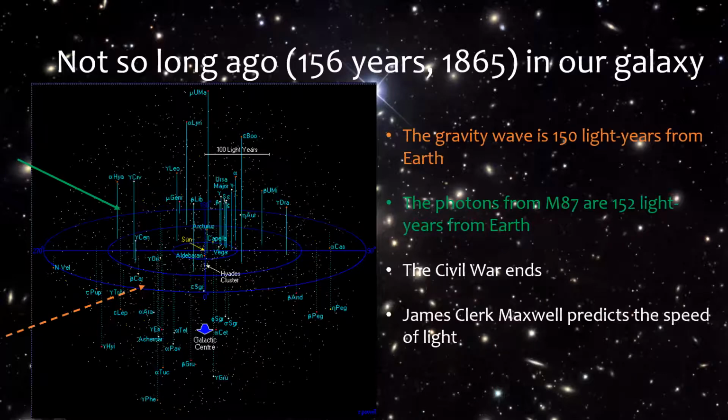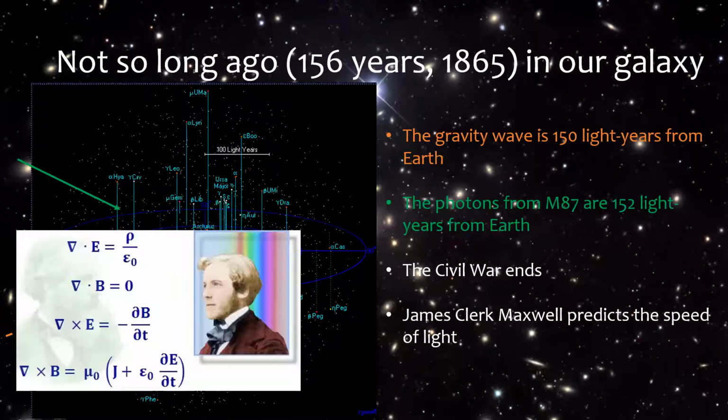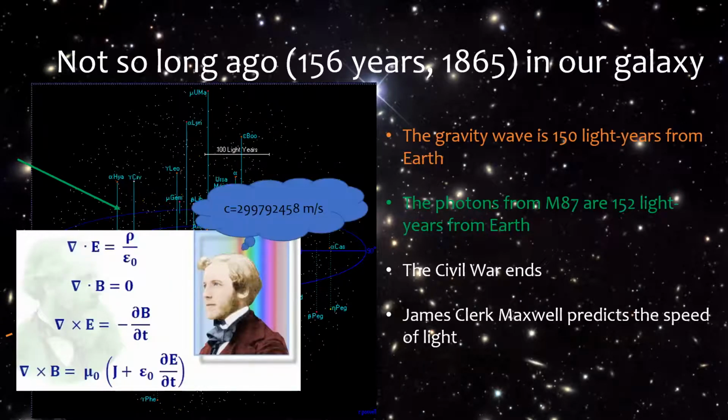In 1865, toward the end of the Civil War, James Clerk Maxwell used the equations governing electricity and magnetism to make a very puzzling prediction that light has a certain speed that he could calculate just using physical constants. This is the only time in physics that a specific speed had been predicted. It begged the question, what frame was that relevant to?